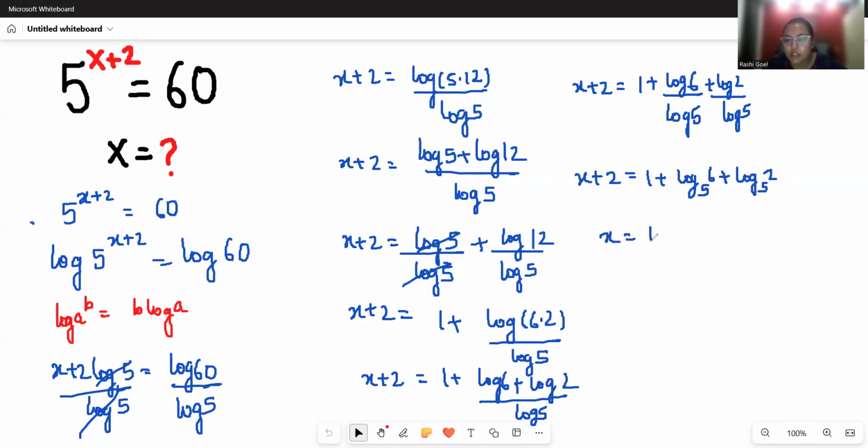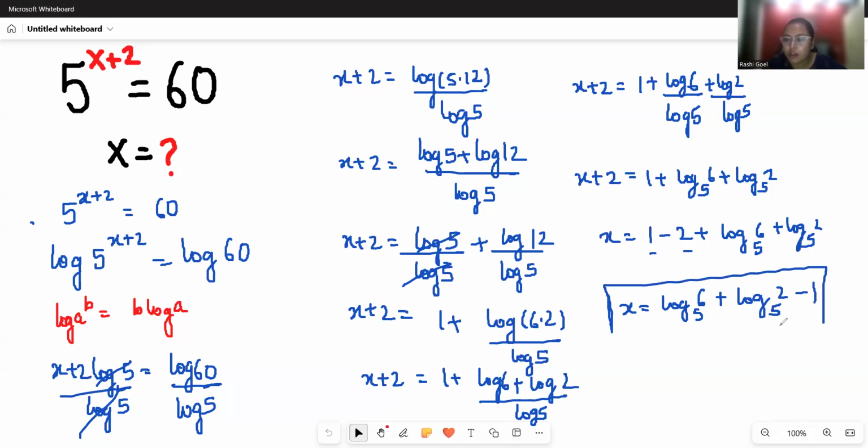So here the positive 2 goes there as negative 2: x equals log 6 with base 5 plus log 2 with base 5, plus 1 minus 2, which is minus 1. So this is the value of x.